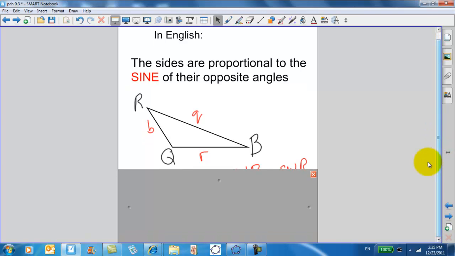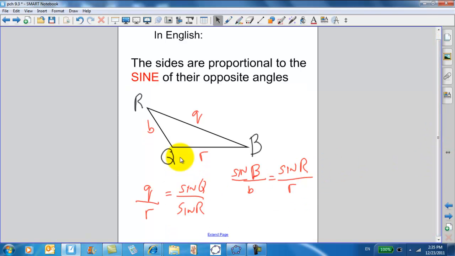So you can set up all sorts of proportions. And so q is to r as the sine of q is to the sine of r. So you don't always have to put the sides on the top or the angles on the top. If you're looking for angle b, you could say sine of angle b. You can't just say b is to r. You have to say the sine of angle b is to b, as the sine of r is to r.